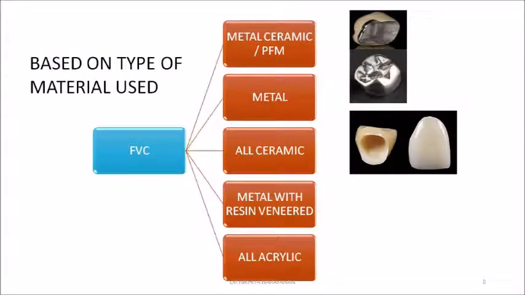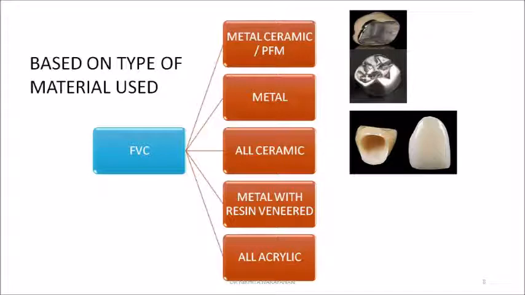Let's see what are the different types of full veneer restorations available. So based on the type of material, it can be metal ceramic or porcelain fused to metal restoration, all metal restoration, all ceramic restoration, metal with resin veneered restoration, and an all acrylic restoration.